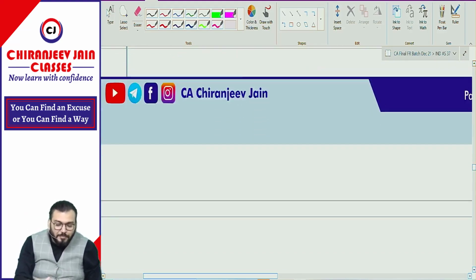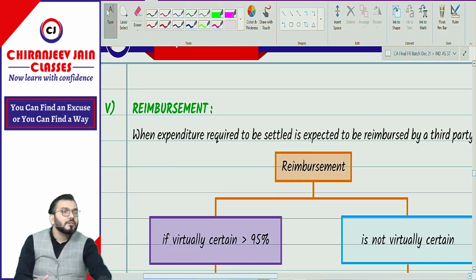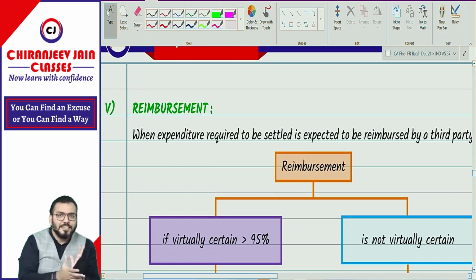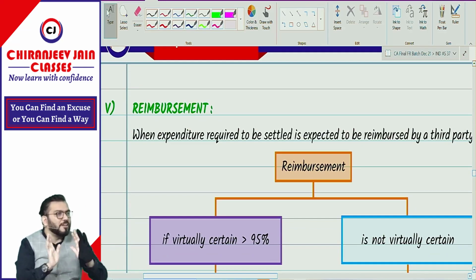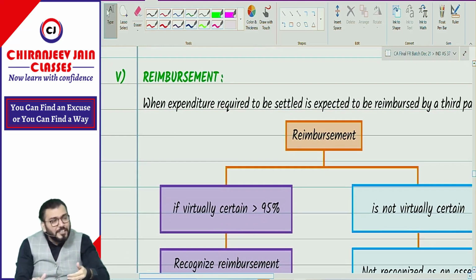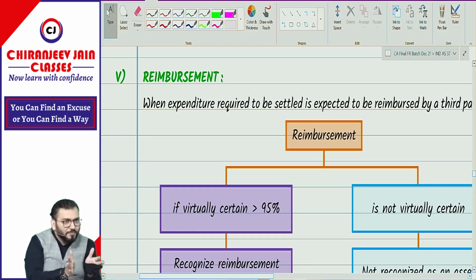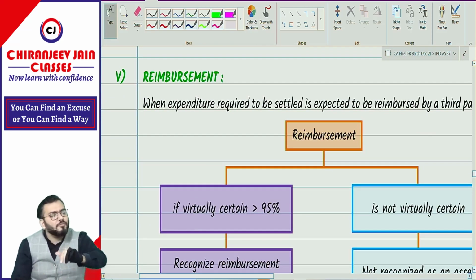So with this measurement over, means now from my point of view chapter is completed. From my point of view, not from Ind AS 37 point of view, but from my point of view chapter is completed. Means now whatever discussion is done is based on whatever we have done till now.